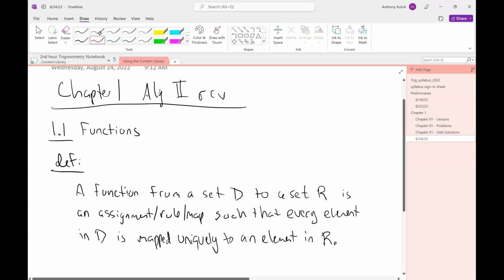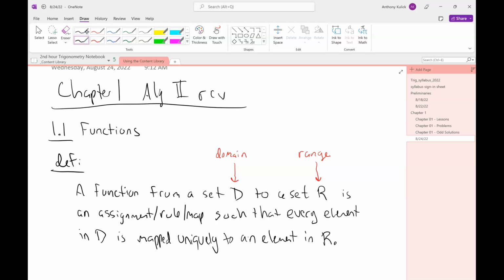Now these sets D and R, I chose the letters D and R in this definition for a reason. This set D, we will commonly call the domain. And this set R, we'll commonly call the range. Those two terms should sound familiar. You should have talked about domains and ranges a fair bit last semester or last year in your Algebra 2 class.